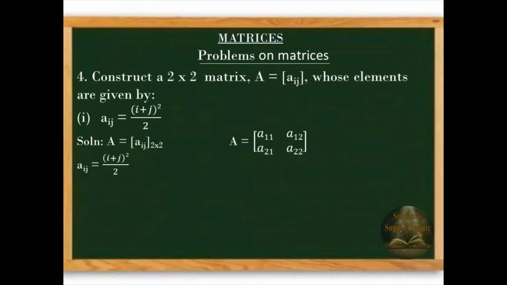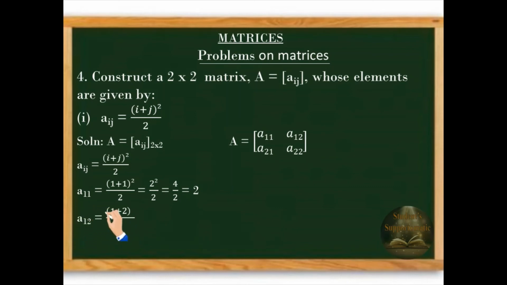Now first we will calculate a11. So for a11, the i value is 1, the j value is 1. We substitute this i value and j value in place of i plus j. So 1 plus 1, that whole square, means it is 2 square by 2, which is equal to 4 by 2, that is equal to 2.